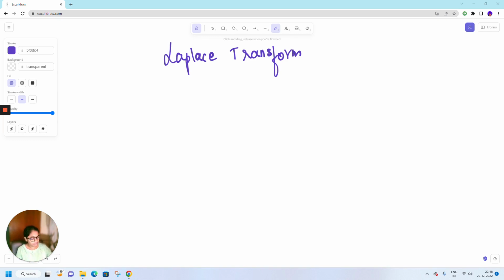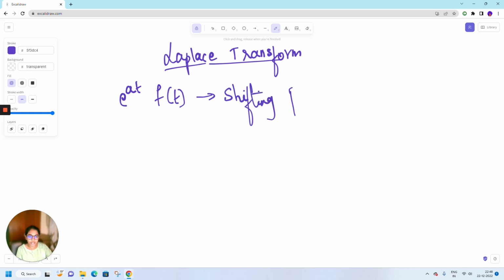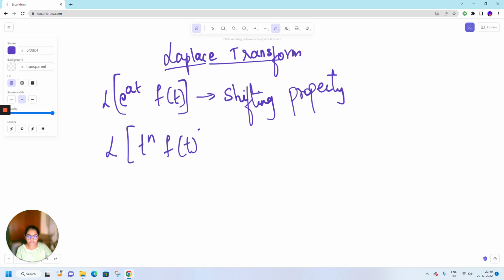And then we studied how to find the Laplace of functions in the form e power at into f of t. Yes, and the property that we use to solve this is called shifting property. And secondly, for finding Laplace of something of the form t power n into f of t, we use the second property, which is called derivative property.